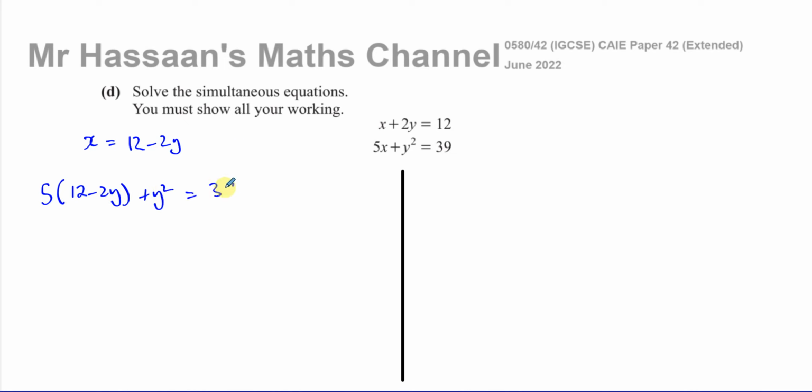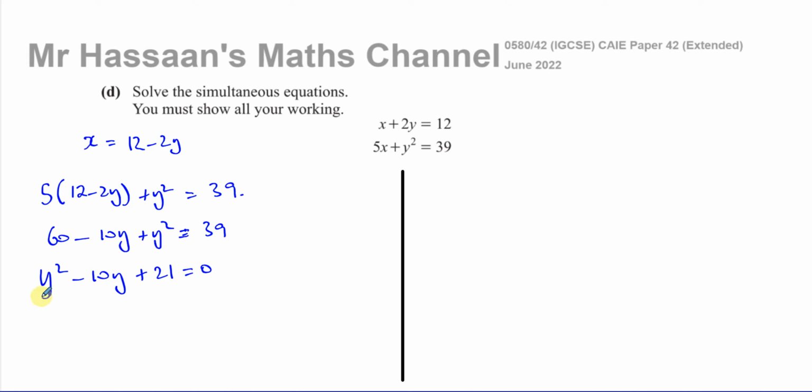So you end up with 5 times 12, which is 60, minus 5 times 2y, which is 10y, plus y squared equals 39. So you end up with an equation: y squared minus 10y, and you've got 60 minus 39, which is going to be 21, equals 0. So you have this quadratic equation which we can then solve for y.